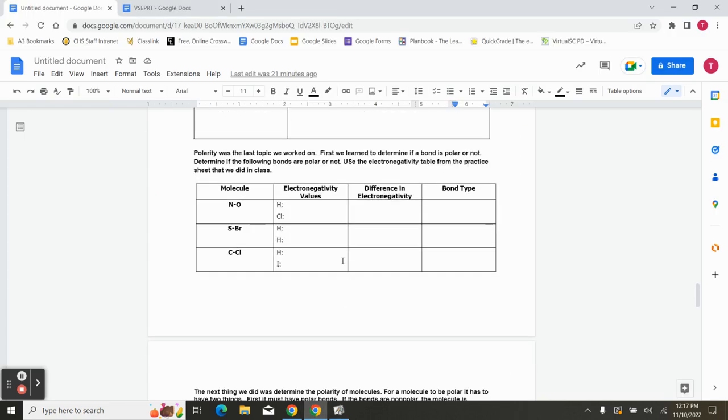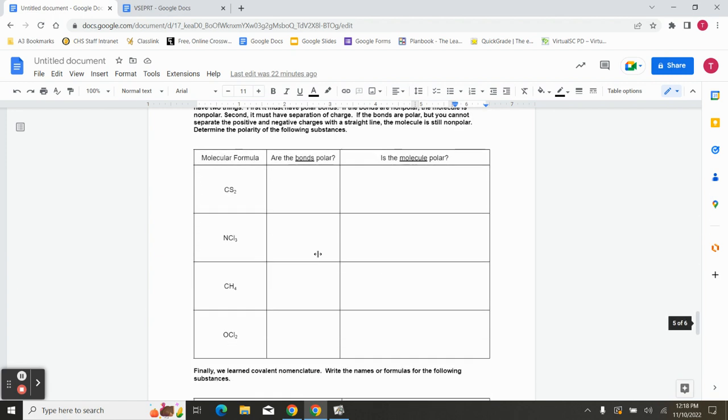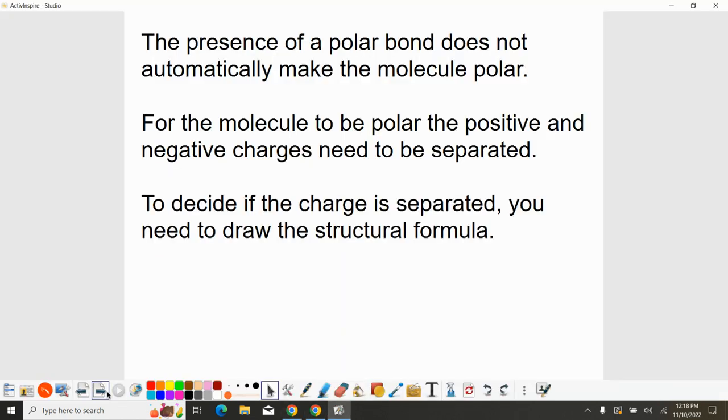So as you're doing this part here, just look up the electronegativities. Subtract the two. If the difference is between 0 and 0.4, then you say it's a nonpolar covalent bond. If the difference is between 0.5 and 1.9, then you say it's a polar covalent bond. Pretty simple stuff there.